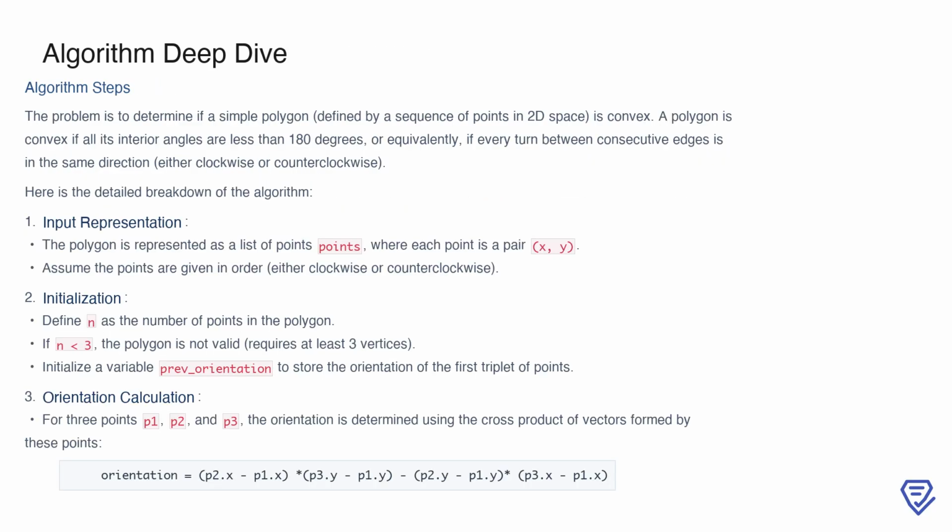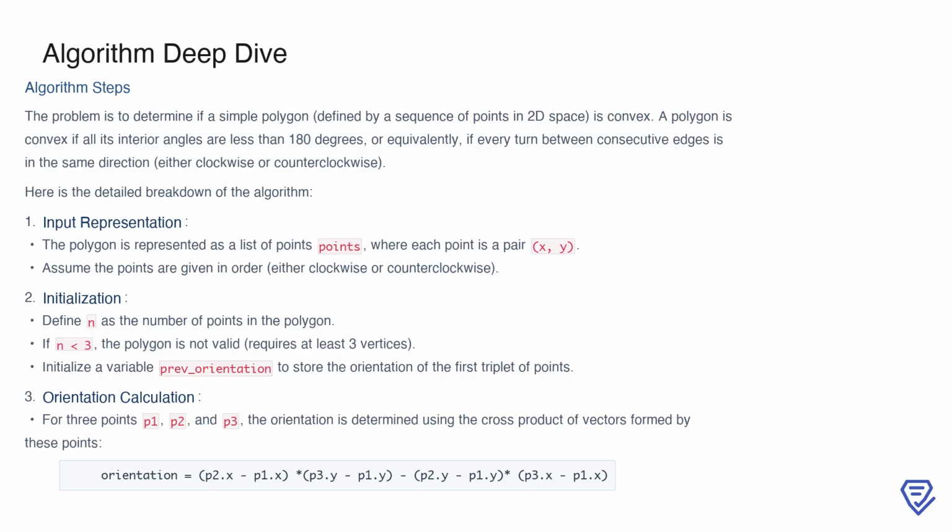To determine if a polygon is convex, we need to ensure that all its interior angles are less than 180 degrees, or equivalently, that every turn between consecutive edges is in the same direction, either all clockwise or all counterclockwise. The algorithm begins by representing the polygon as a list of points, where each point is given as an x, y pair. These points are assumed to be provided in order, forming the boundary of the polygon. The first step is to initialize the number of vertices, n, and ensure that the polygon is valid by checking if n is at least 3. If it's not, we immediately know the polygon isn't valid.